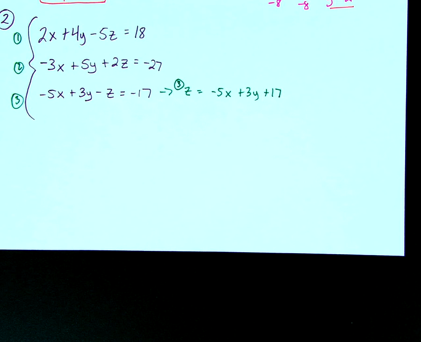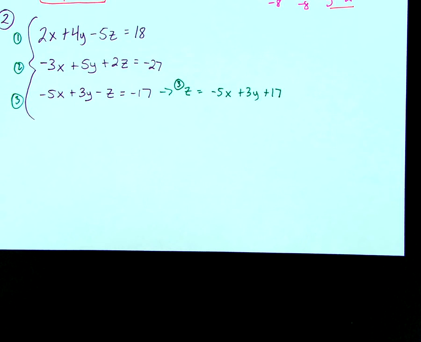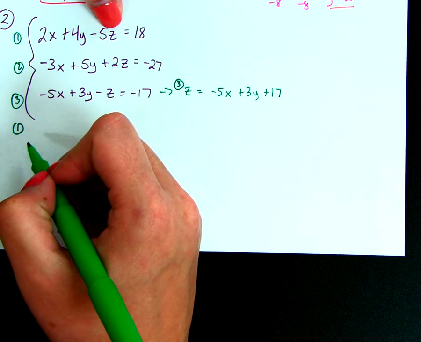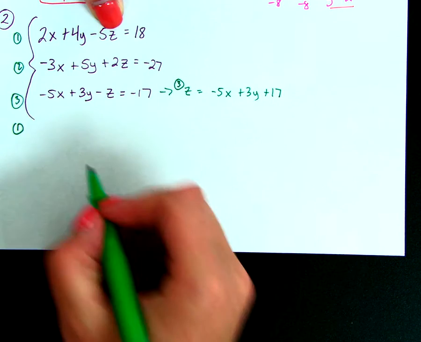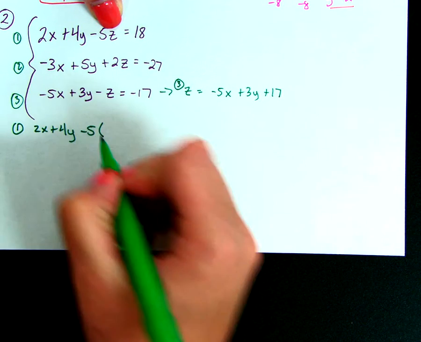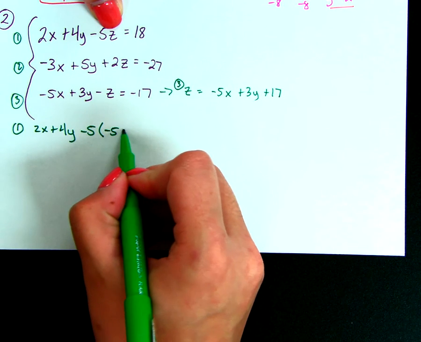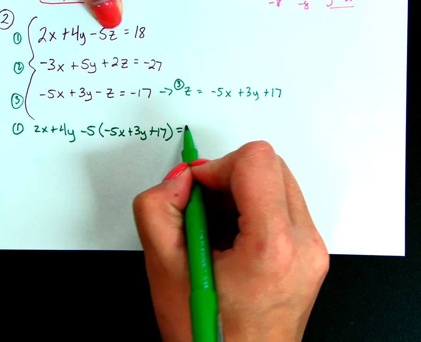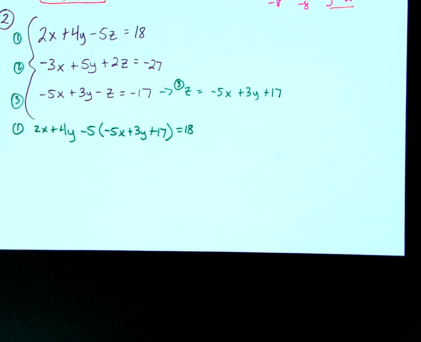So after we get one of the variables by itself, we now take that and substitute it into the two other equations. So I'm just going to start with the top equation. So we're replacing z with our expression. So we would have 2x plus 4y minus 5 times the quantity of negative 5x plus 3y plus 17 equals 18. And then after we substitute, we want to simplify.